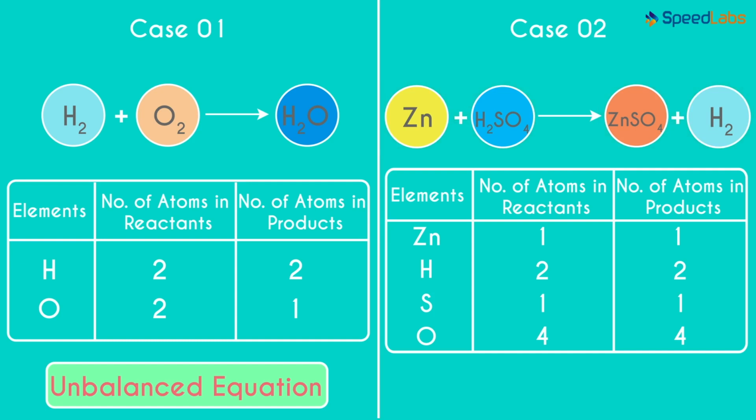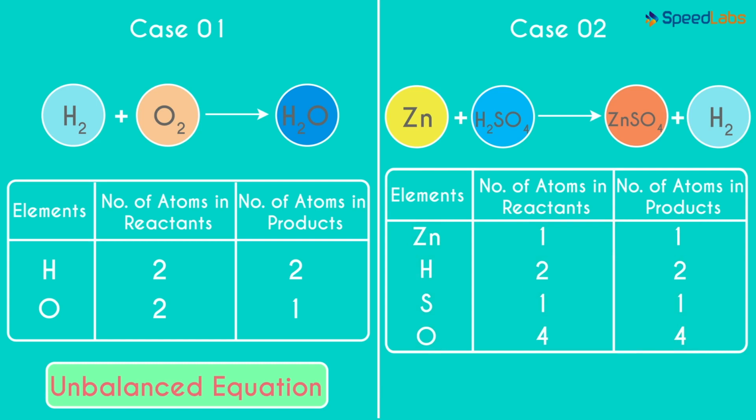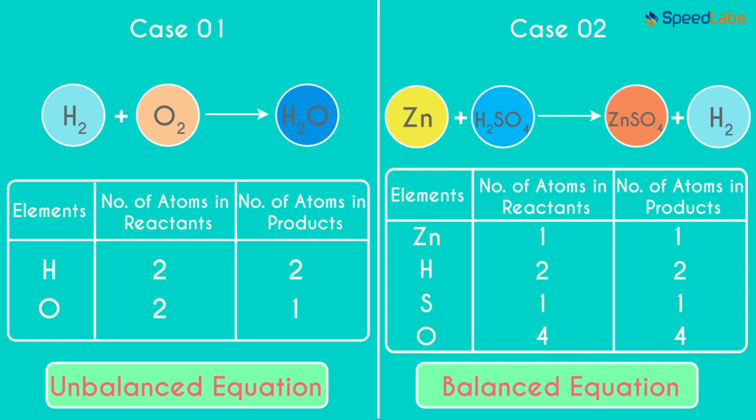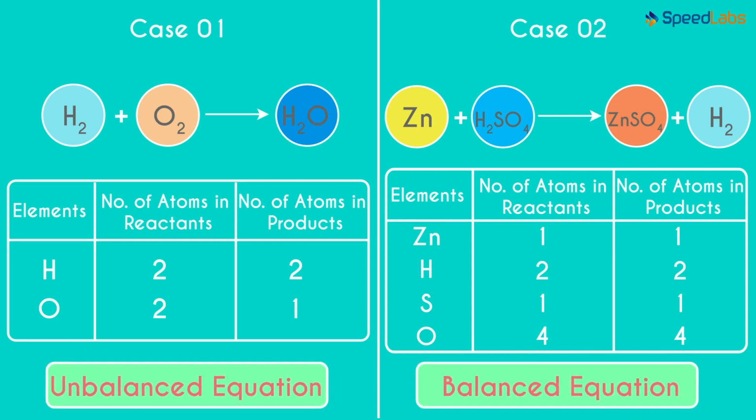What do you observe? You notice that for each element, the number of atoms on the reactant side is equal to the number of atoms on the product side. And note my words. It's true for each of the elements involved in the equation. We call such a chemical equation a balanced equation. Now you know the difference between balanced and unbalanced chemical equations.